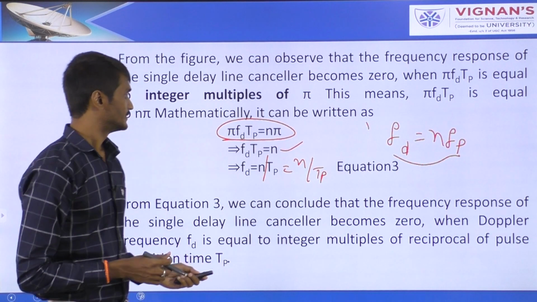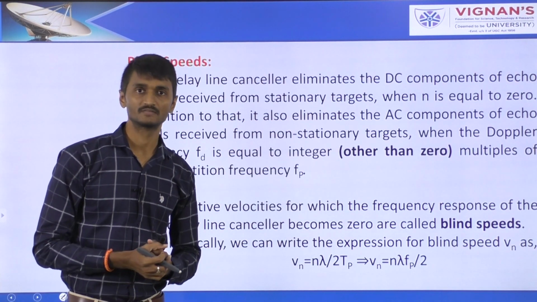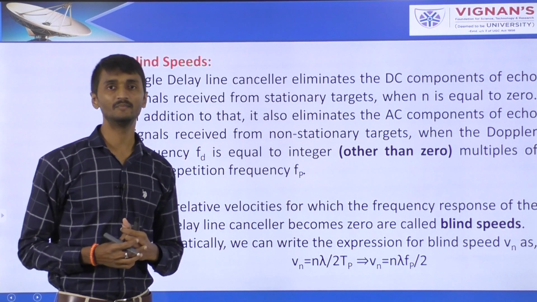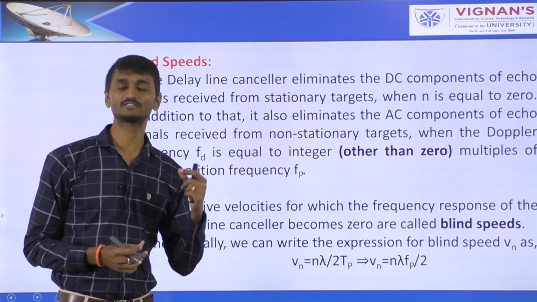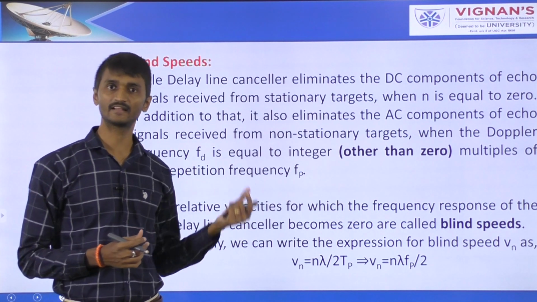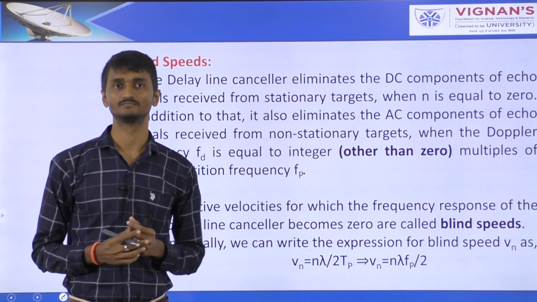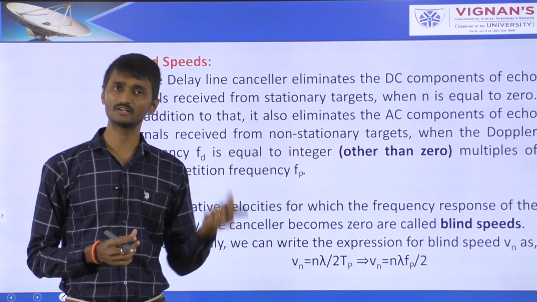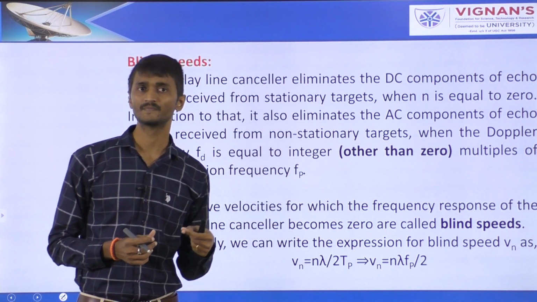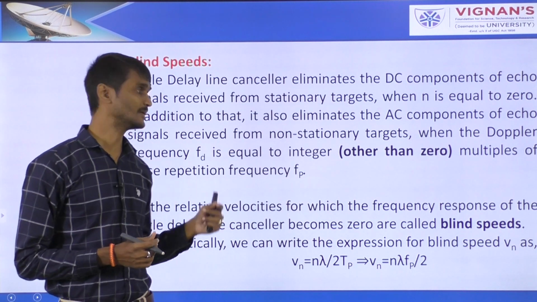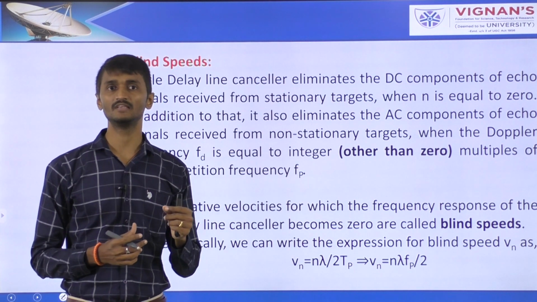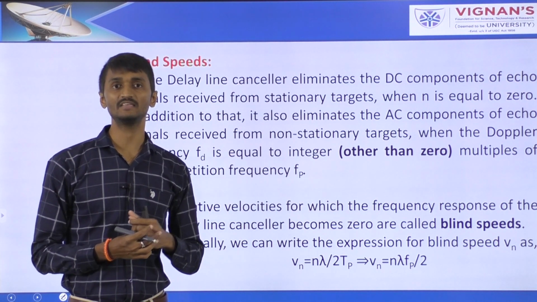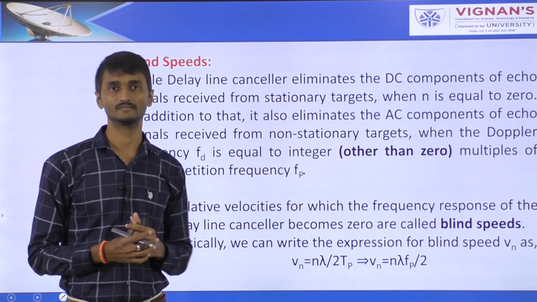Next one will be blind speeds. From what we learned so far, the single delay line canceller eliminates the DC components of echo signals received from stationary targets when n is equal to 0. In addition to that, it also eliminates the AC components of echo signals received from non-stationary targets when the Doppler frequency fd is equal to integer multiples of the pulse repetition frequency fp, other than 0.